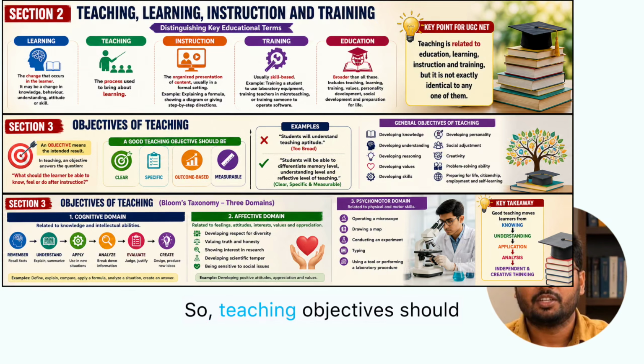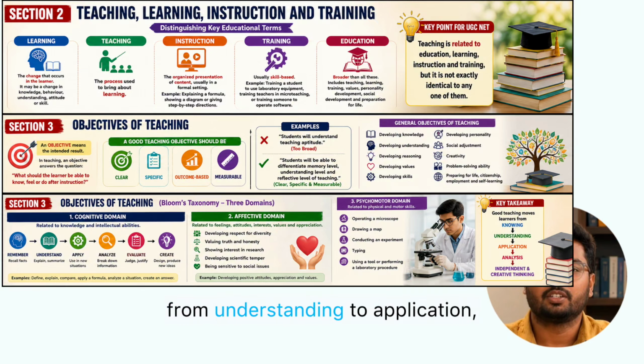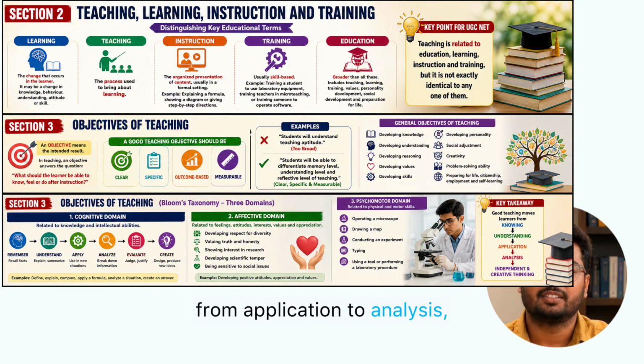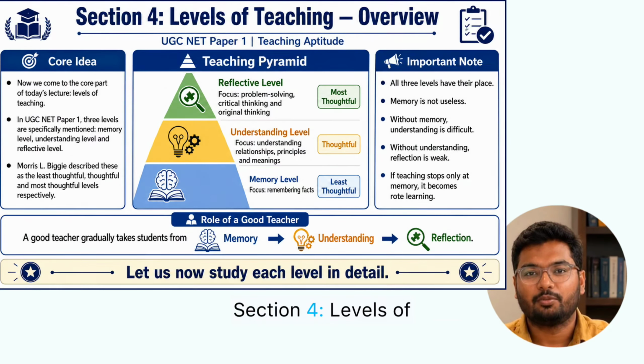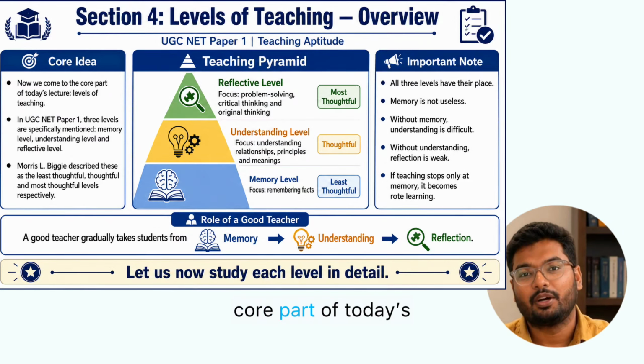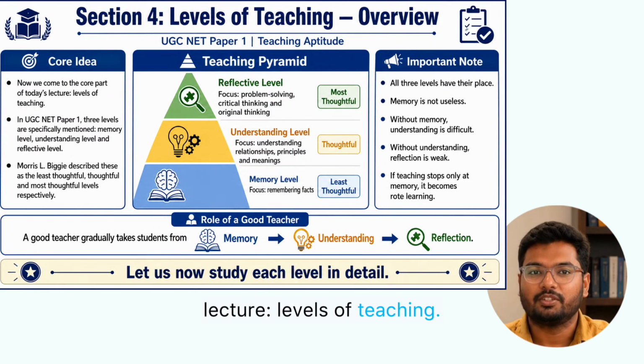So, teaching objectives should not remain limited to information. They should move learners from knowing to understanding, from understanding to application, from application to analysis, and finally towards independent and creative thinking. Section 4. Levels of Teaching. Overview. Now we come to the core part of today's lecture, levels of teaching.